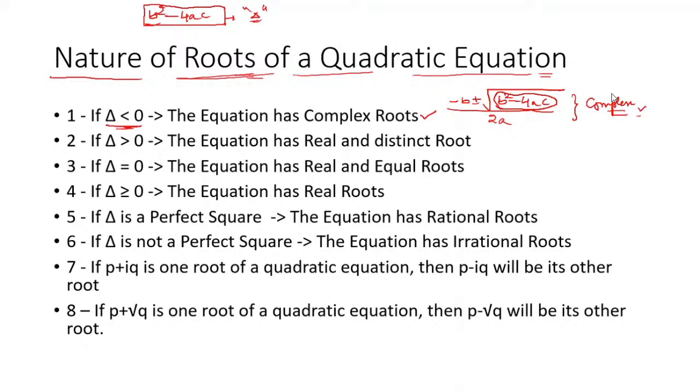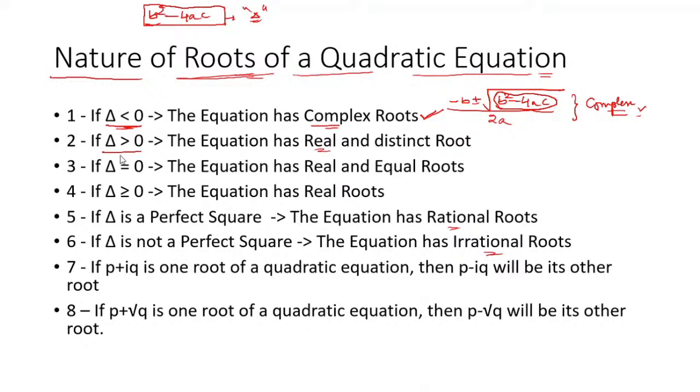And a small request: if you don't know the differences between complex numbers, real numbers, rational numbers, and irrational numbers, I request you to watch our video on mathematics basics. You'll get a better idea after watching that video. So if the discriminant is less than 0, the equation has complex roots.